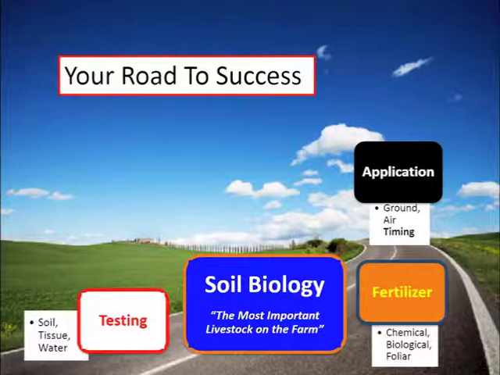Fertilizer, chemical, biological, foliar, these are all critical things. And then we're not here to tell you that it's one thing. It's a unison. It's a systems approach. And these are very, very critical to where we're going long-term with our process.